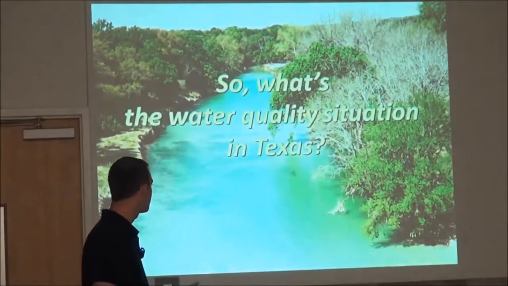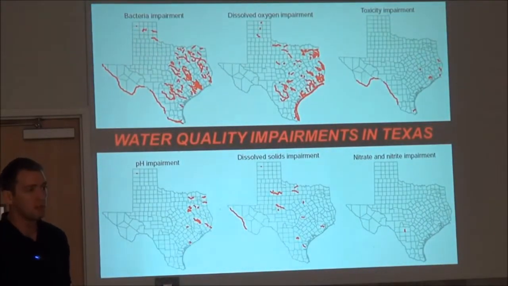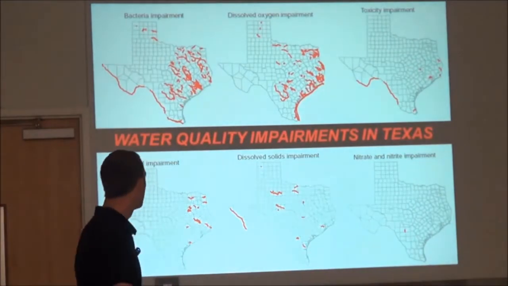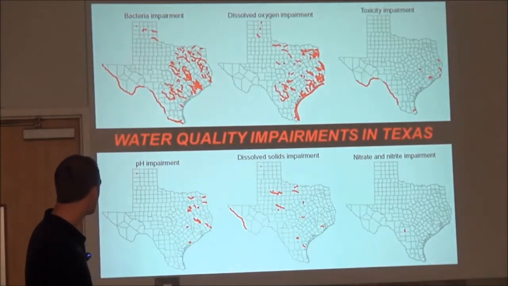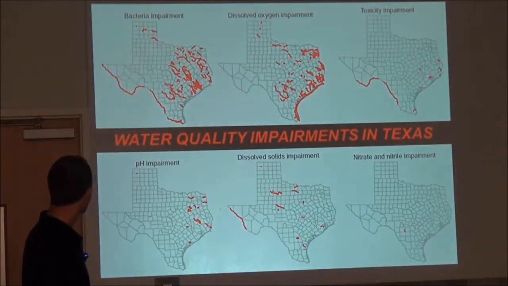So here in Texas, we have a few maps up. Bacteria and dissolved oxygen are the two main pollutants we see here in the state. A few toxicity impairments, pH and dissolved solids, but by far the largest two are bacteria and DO. We find most of the impairments in the eastern side of the state.